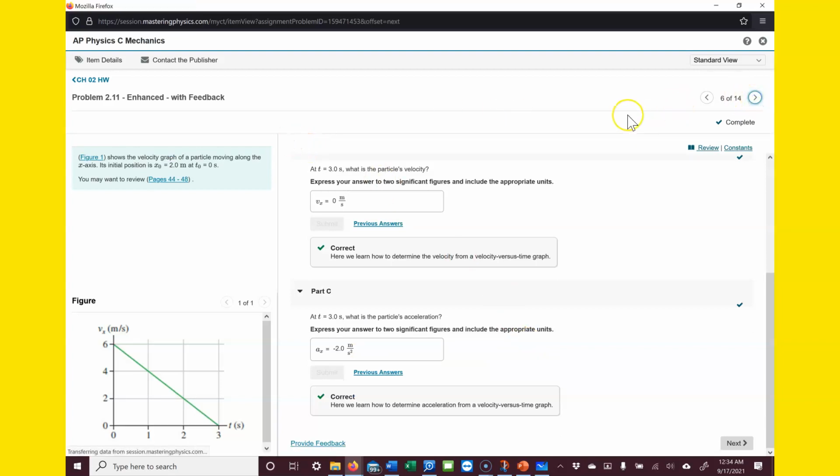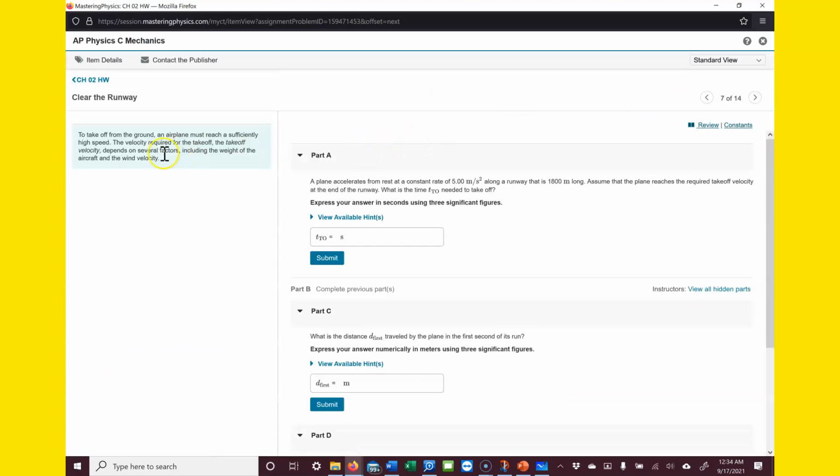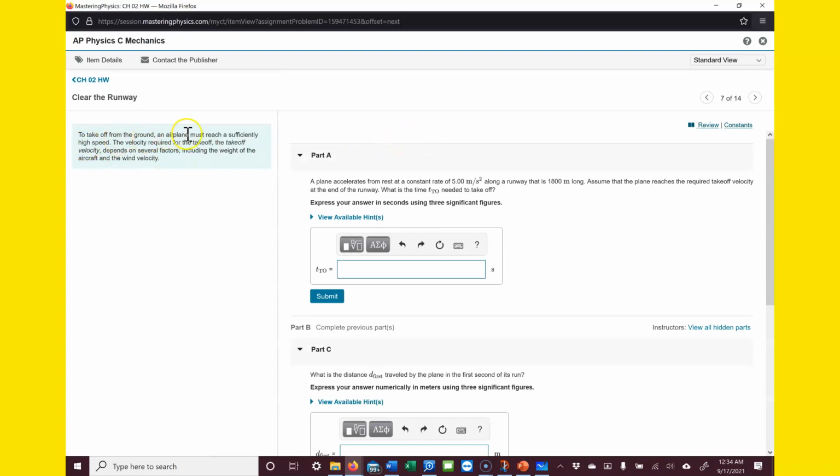Let's look at problem number 7. To take off from the ground, an airplane must reach a sufficiently high speed. The required takeoff velocity depends on several factors, including the weight of the aircraft and the wind velocity. Okay, good background.